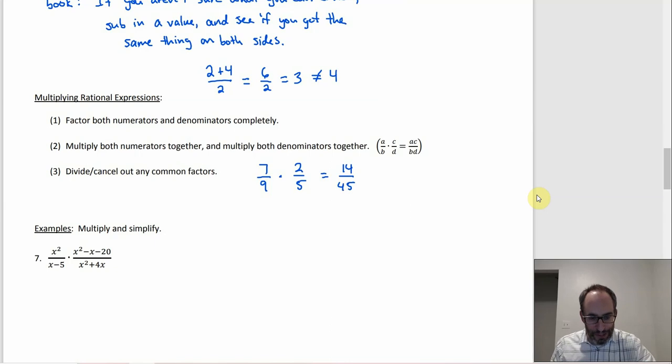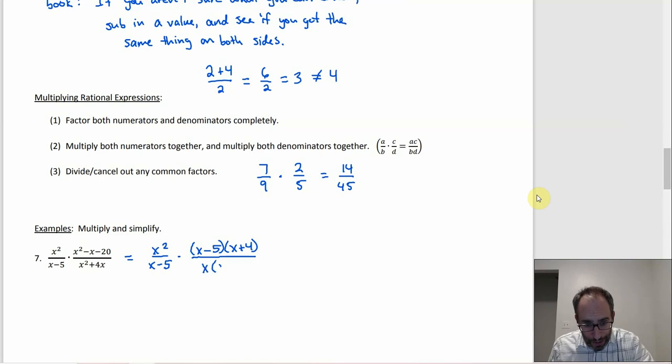All right, so number 7, that rational expression on the left doesn't have anything that we can factor, right? The x squared and the x minus 5 just are what they are. So I can just rewrite them. However, the one on the right has some stuff that we can do. x squared minus x minus 20, we can factor, because that'll be x minus 5 times x plus 4. And then on the bottom, there's a common factor of x. So if we factor that out, we're left with x times x plus 4.